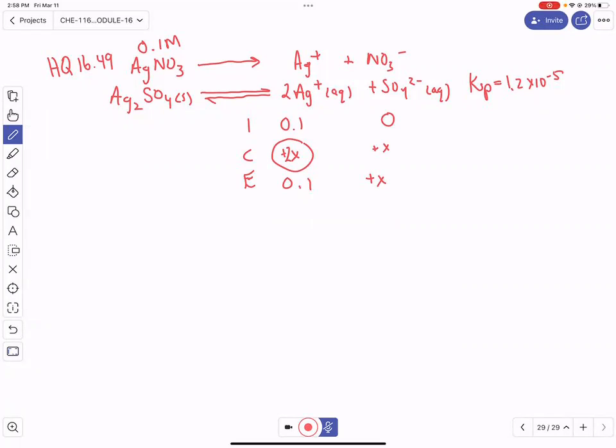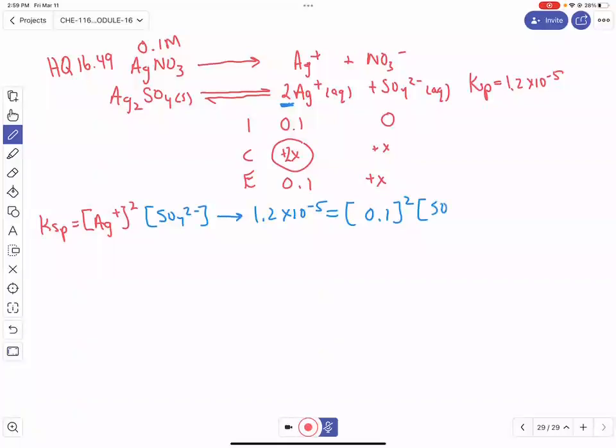So plugging that into my KSP, I'll give us our KSP expression first. Concentration of silver squared, because of that coefficient 2, times my concentration of sulfate. So that KSP, 1.2 times 10 to the minus 5, equals the concentration of silver, 0.1 squared, and sulfate is my unknown. So that should be 0.01, yeah, 0.01 times the concentration of sulfate.